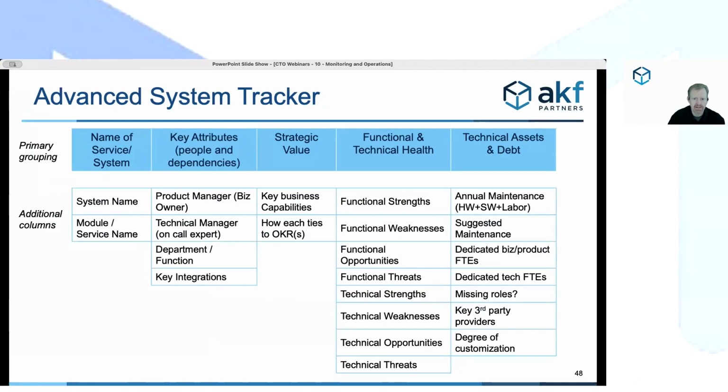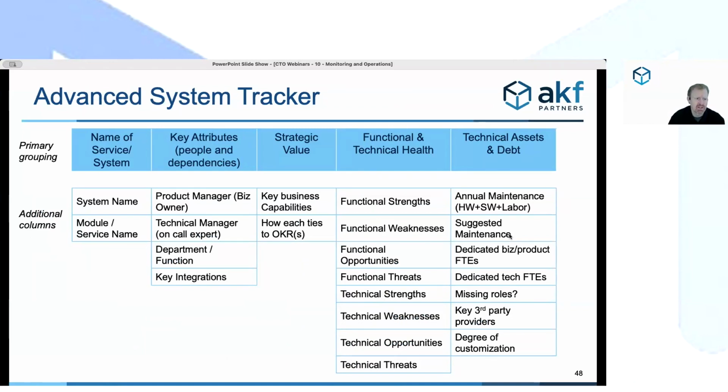The next level of detail is adding some more attributes, such as the module name, who's the product manager of that system, who's the technology manager on call, what department does it support, what are some key integrations, what other systems does it talk to. For strategic value, what are the key business capabilities? How do they tie to your OKRs? And then from a functional and technical side, you could do a SWOT on those: strengths, weaknesses, opportunities, same on the technology side. It's just that next level of detail.